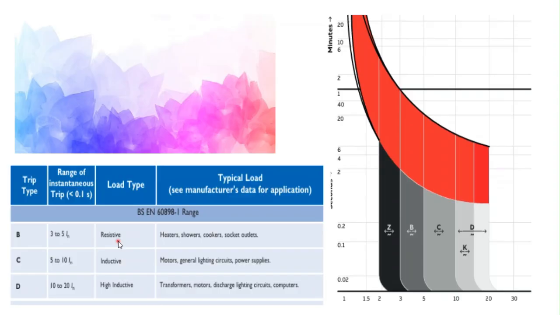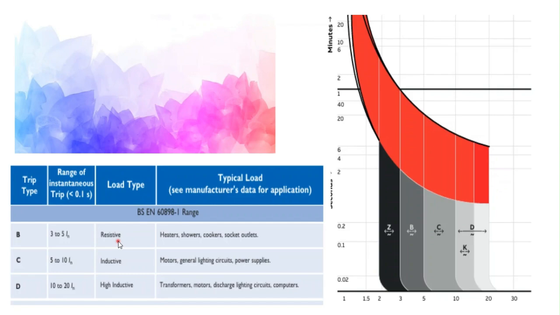Normal inductive load, like these lighting circuits, for example. A lighting circuit could be an inductive load, but it is not that inductive. Again, high inductive load, maybe the transformer, maybe the motors, these are considered a high inductive load.